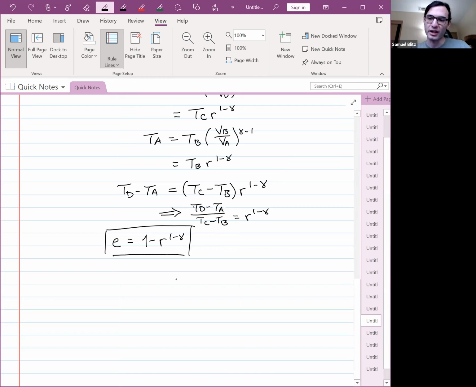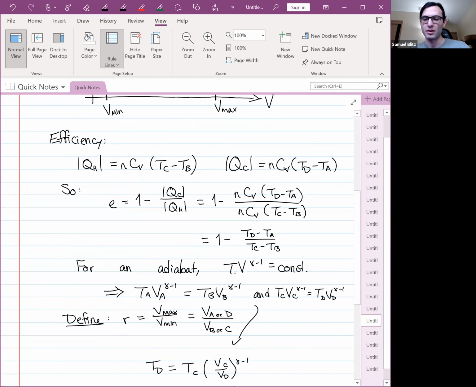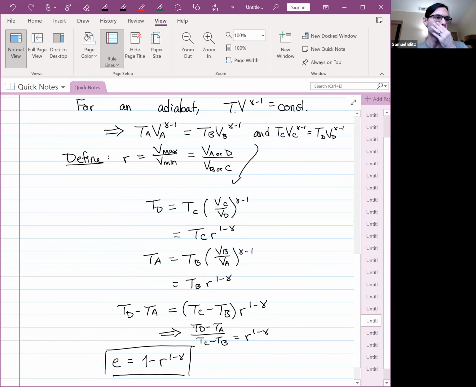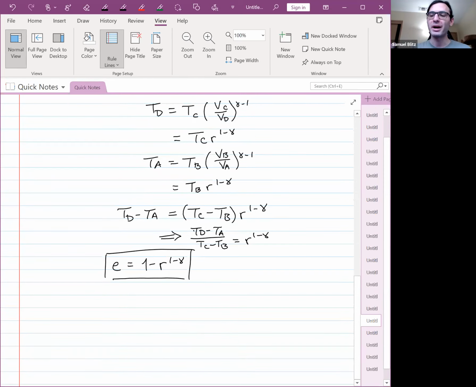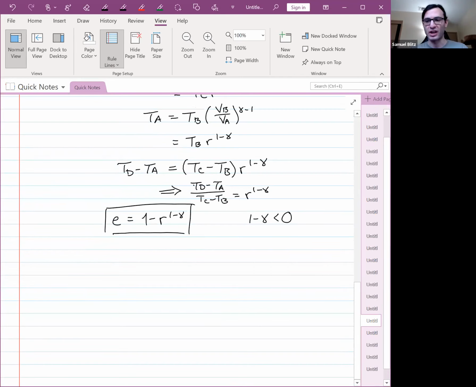And by the way, the point is the smaller R is, hold on, something's not right. I may have defined the compression ratio. Did I define the compression ratio backwards? No, that should be fine. Oh, yeah. So 1 minus gamma is negative. And so the larger R is, the more efficient your vehicle, or your cycle anyway, because 1 minus gamma is negative, because gamma is always greater than 1.